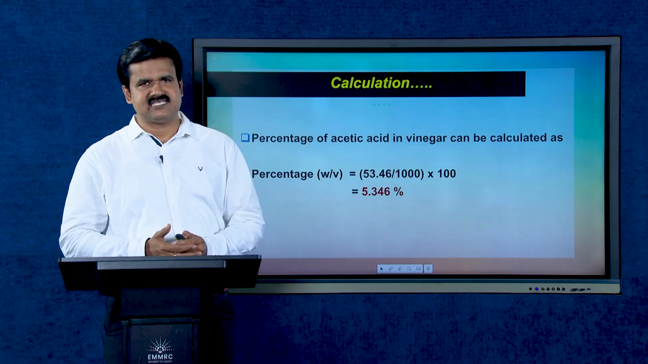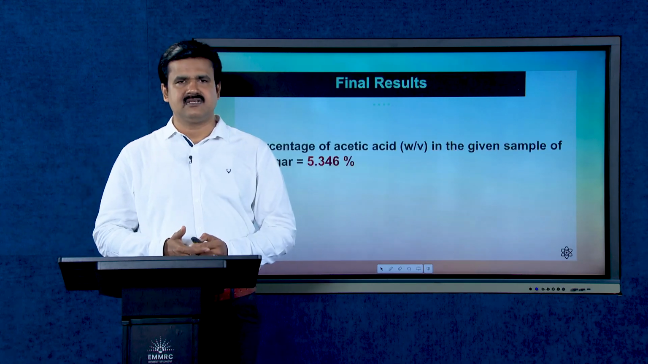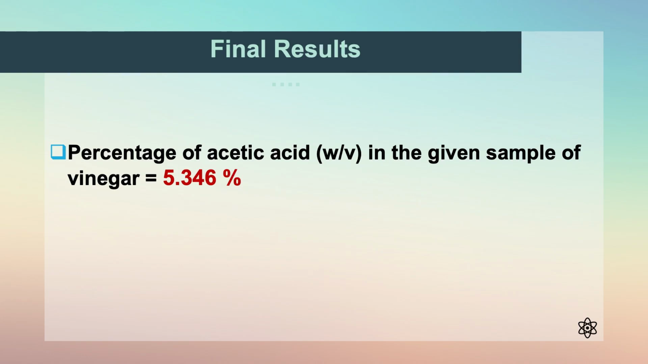5.346 percent. Final result. In the experiment, we performed the evaluation of the percentage of acetic acid in the given vinegar, and we got this result: the percentage of acetic acid W/V in the given sample of vinegar is equal to 5.346 percent.